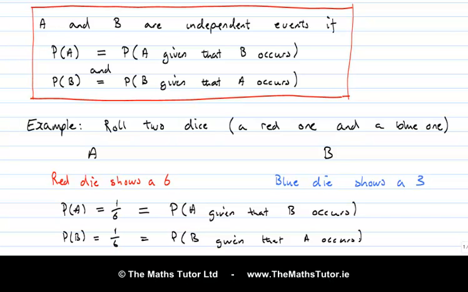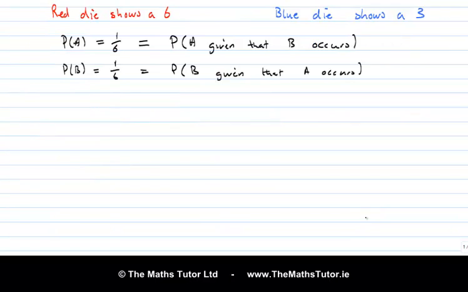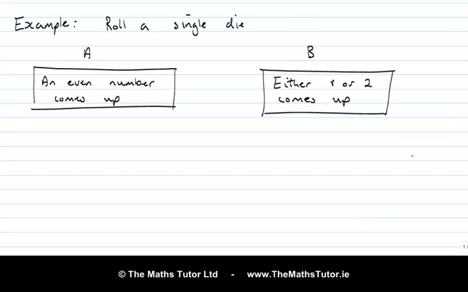Let's look at another example now. So here's another example involving a die. But now we're just going to roll a single die, and we're going to look at the two events described here. So event A is the event that an even number comes up, and event B is the event that either 1 or 2 comes up. And again, we ask this question, are these events independent?